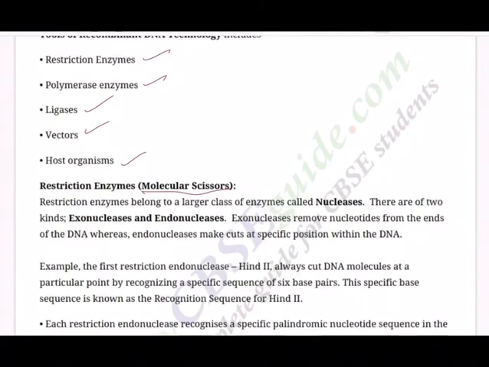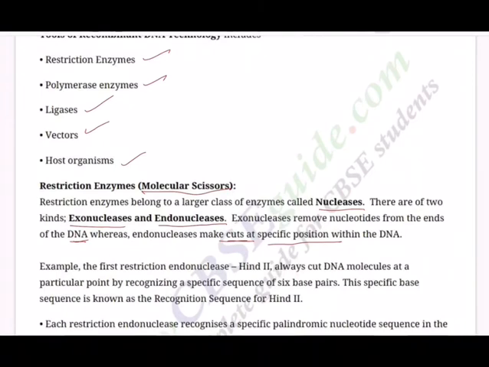Restriction enzymes are called molecular scissors, as we said just now. Restriction enzymes belong to a larger class of enzymes called nucleases. There are two kinds, exonucleases and endonucleases. As the name says, exo means outside, periphery, and endo means inside. Exonucleases remove nucleotides from the ends of DNA, only the ends, whereas endonucleases make cuts at a specific position within DNA. That's why endonucleases are very important.